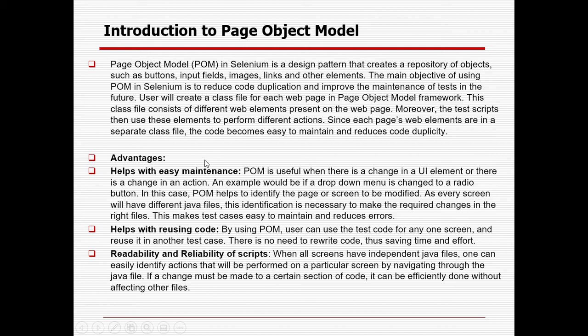So what are the basic advantages of page object models? It helps with easy maintenance. The page object model is useful when there is a change in a UI element or a change in any actions. You have already taken all the properties for all the web elements present in that particular page in that class, and you have already written the methods.